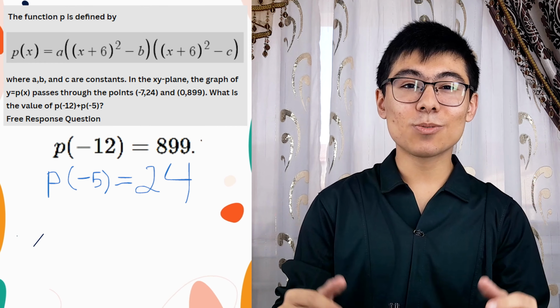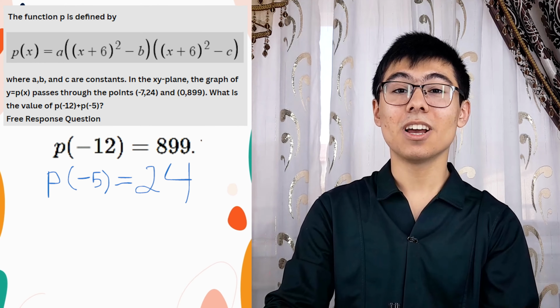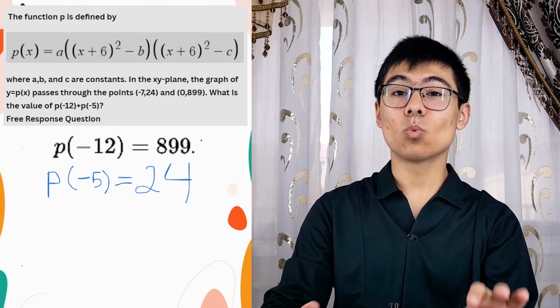But here is where it all comes together. What if we add p(-12) and p(-5)? What will we get? That sum leads to our final answer. 899 plus 24 equals 923. So there it is. Our answer is 923.